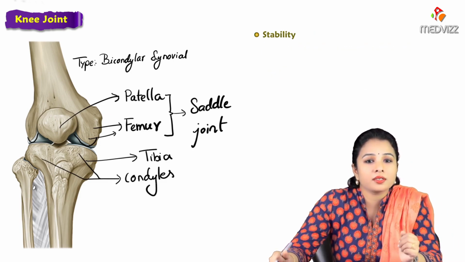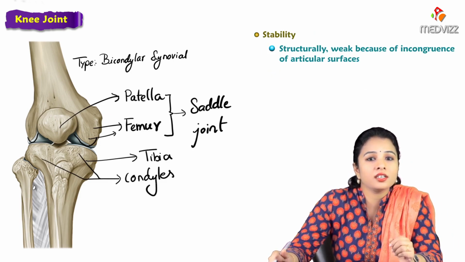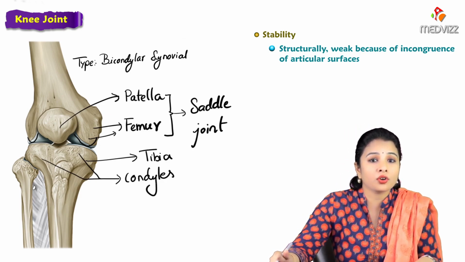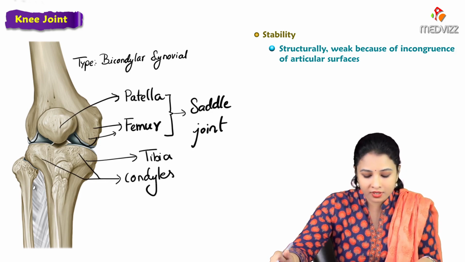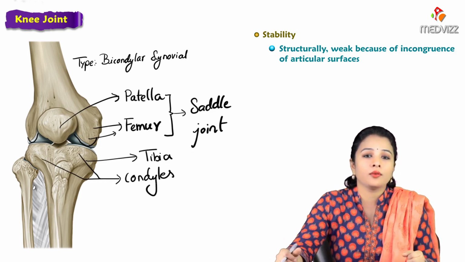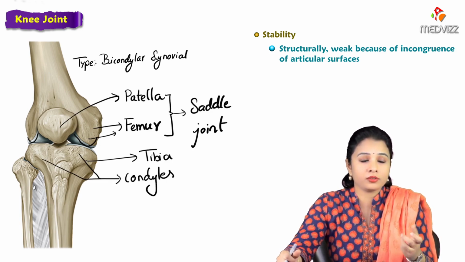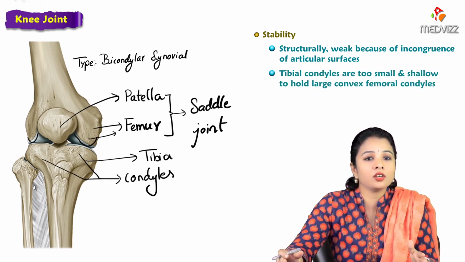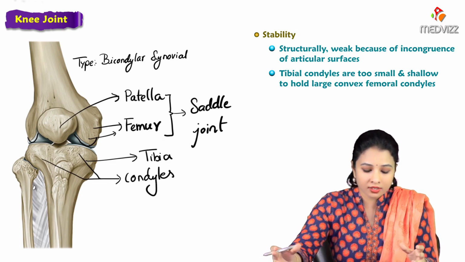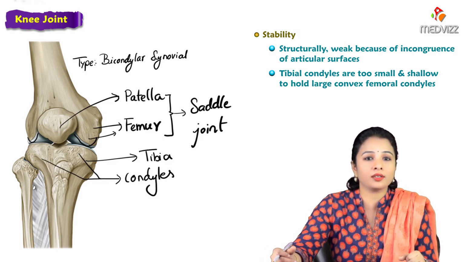Let's talk about the stability of the joint. Structurally, the knee joint is relatively weak because of incongruence of its articular surfaces. You can see the femoral condyles are quite large, and also quite deep, whereas the tibial condyles are too small and shallow to hold the large convex femoral condyles. So that is the reason it is a weaker joint stability wise.